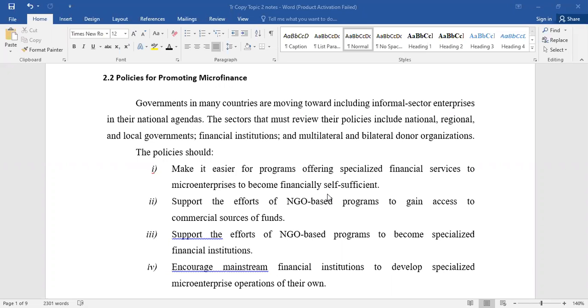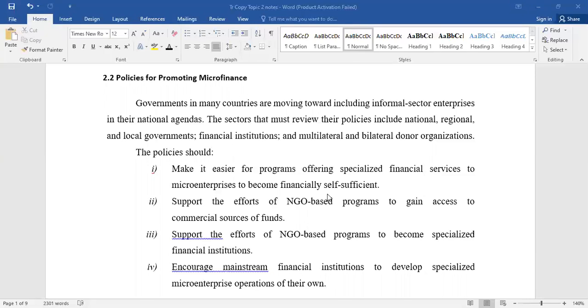So when we are talking of the regulatory or policy aspect, the government comes into play. This is making sure that the policies are easier for programs offering specialized financial services to micro enterprises to become financially self-sufficient. Because the government needs to support the MSMEs who occupy 85% of this country's GDP, they'll make sure that it is easier for anyone who needs to bring such a program to be self-sufficient.